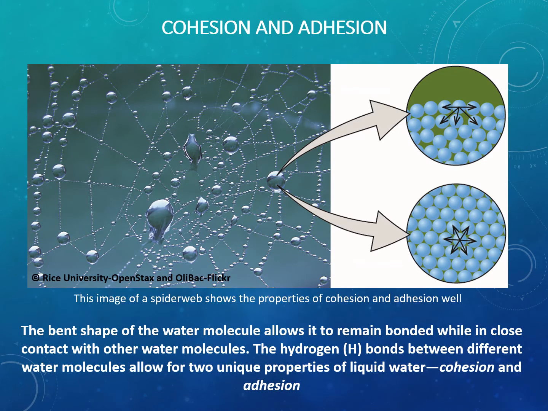The hydrogen bonds between different water molecules allow for 2 unique properties of liquid water. These are cohesion and adhesion. Cohesion is when water molecules bond to themselves, such as in this water droplet. Adhesion is when water molecules adhere or bond to other surfaces, usually from a combination of hydrophilic and hydrophobic interaction. The best example of adhesion is when you drink water through a straw.